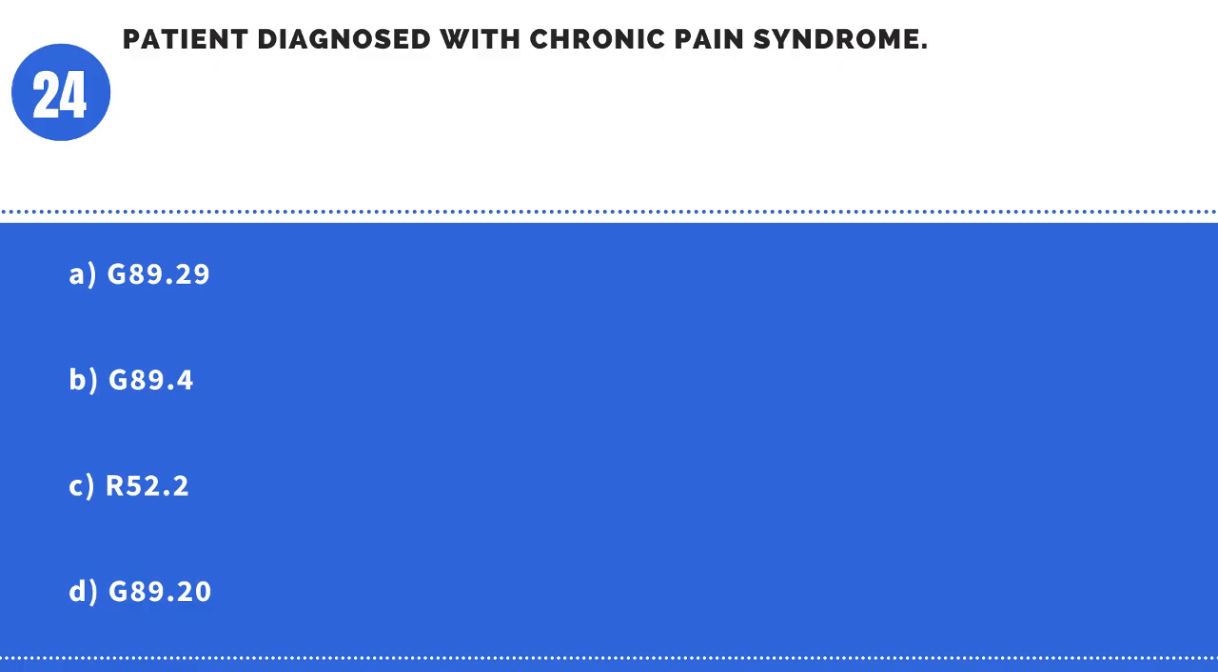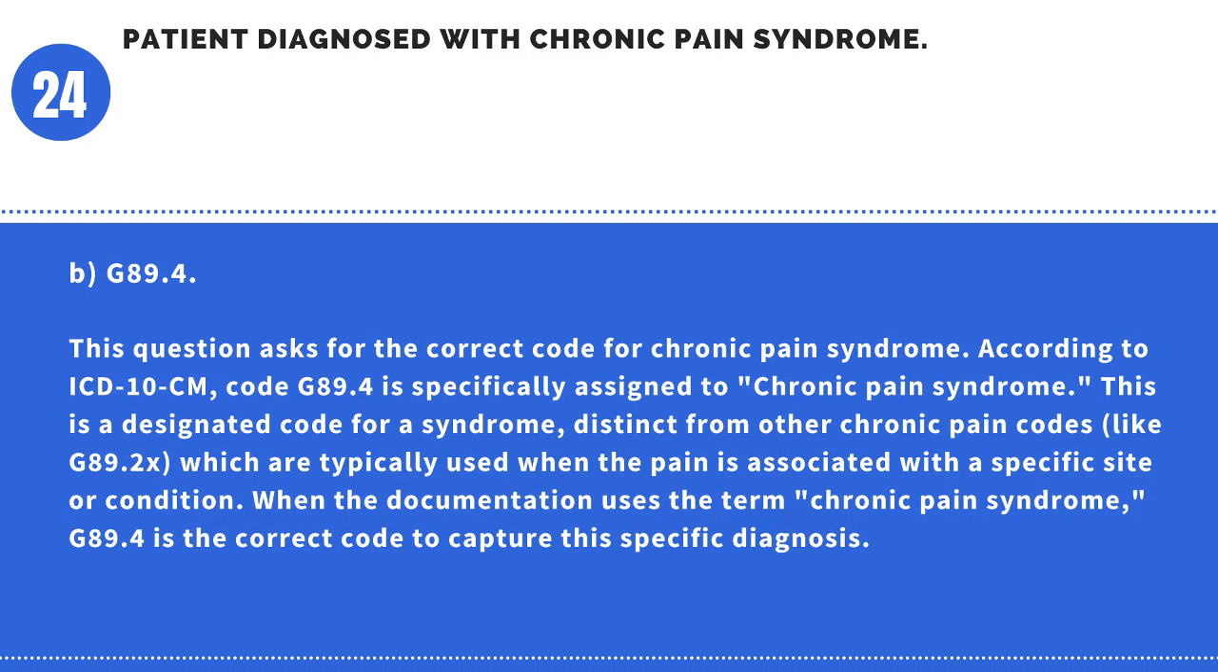Question 24. Patient diagnosed with chronic pain syndrome. A. G89.29. B. G89.4. C. R52.2. D. G89.20. Answer: B. G89.4. This question asks for the correct code for chronic pain syndrome.